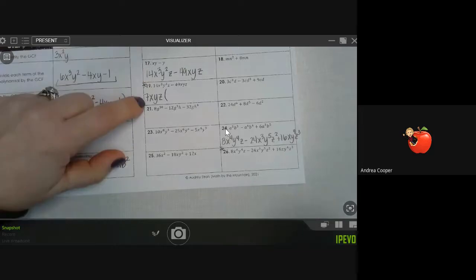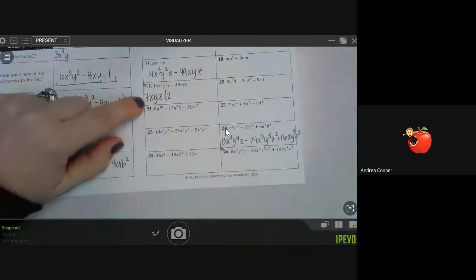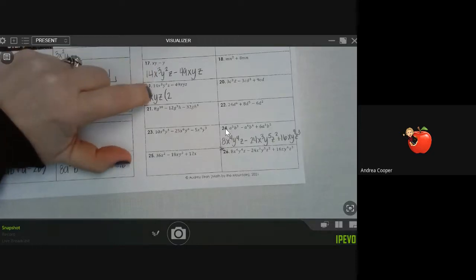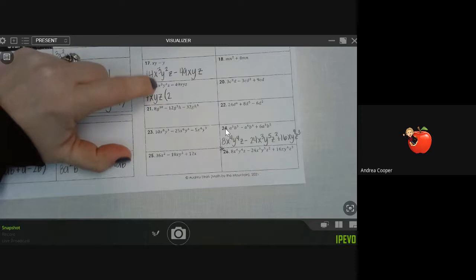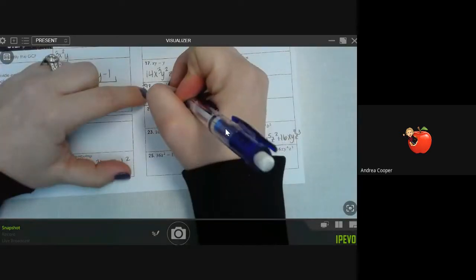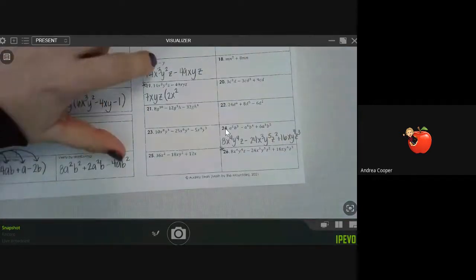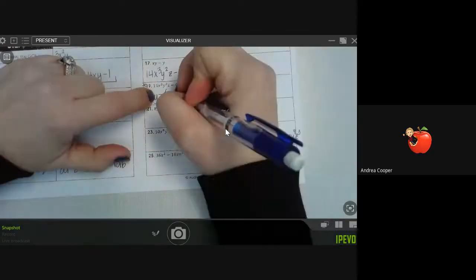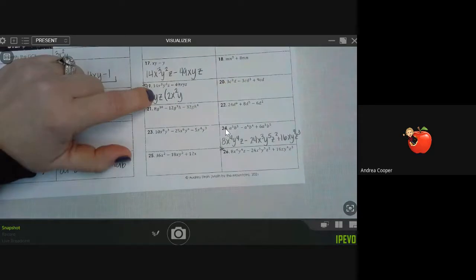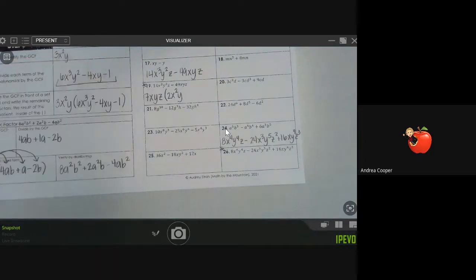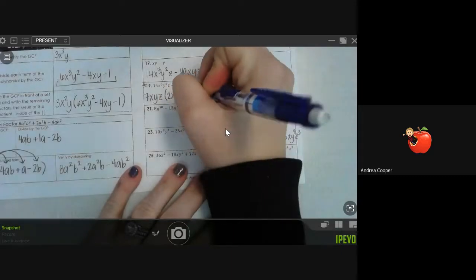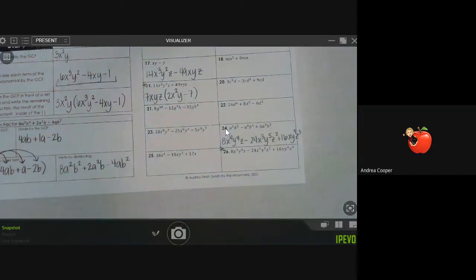14 divided by 7 is 2. x cubed divided by x: I'm going to take this 3 and subtract the exponent on my bottom x, which is 1. 3 minus 1 is 2, so x squared. y squared divided by y, so 2 minus 1 is just 1. Then z divided by z cancels. And then you should get minus 7. Boom. There should be your answer for number 19.